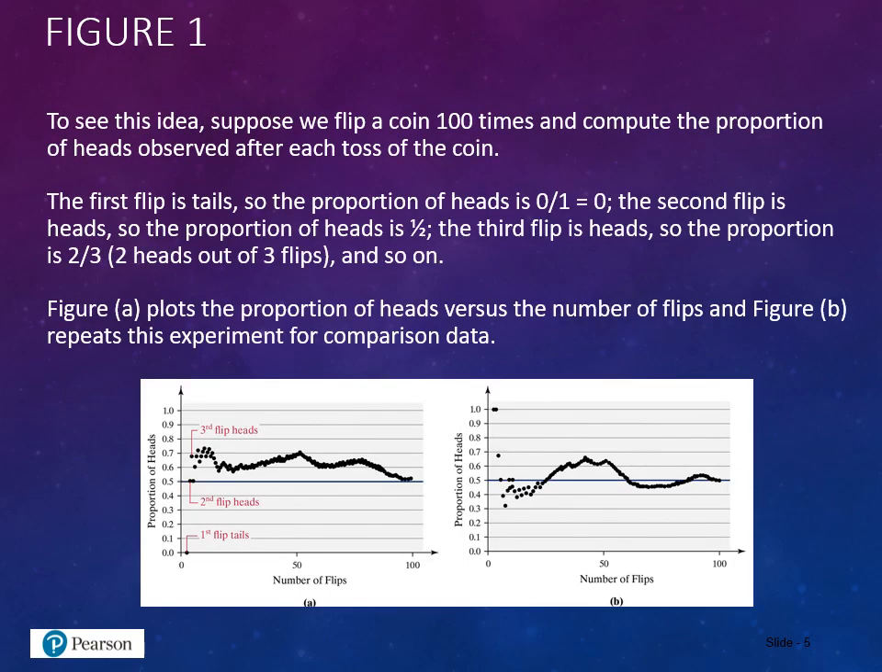To see this idea, suppose we flip a coin 100 times and compute the proportion of heads observed after each toss of the coin. The first flip is tails, so the proportion of heads is 0 heads out of 1 toss, which is equal to 0. The second flip is heads, so the proportion of heads is 1 head out of 2 flips. The third is heads, so the proportion is 2 heads out of 3 flips, and so on. Figure A plots the proportion of heads versus the number of flips. That's the chart down here on the right.